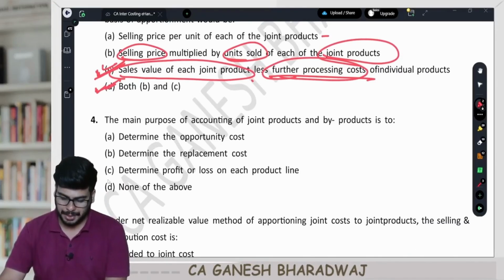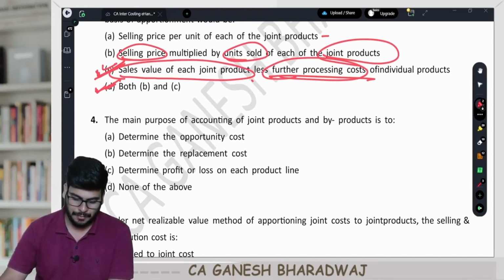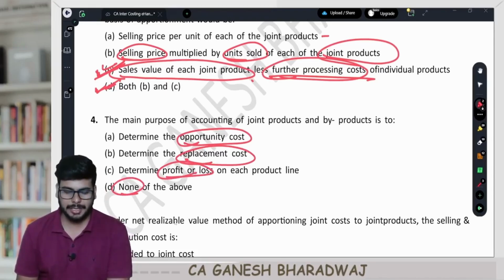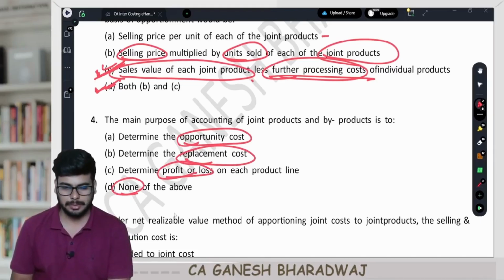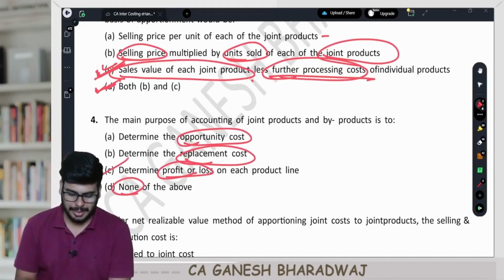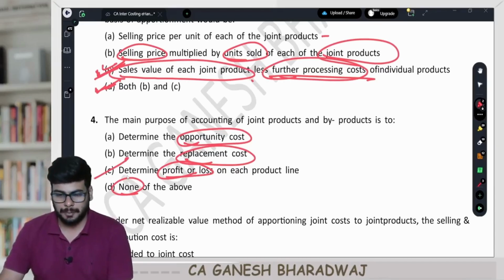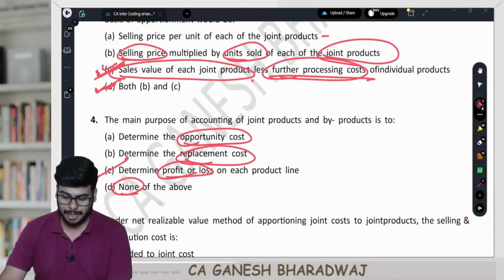The main purpose of accounting of joint and byproducts is to find which of the following objectives? A, B, C, D. Calculate the opportunity cost, replacement cost, determine the profit or loss of each product line, none of the above. Which of the three is correct? C. Obviously, it's C. This goes on to achieve your overall objective of what? Your profit calculation, your stock valuation, profit computation.